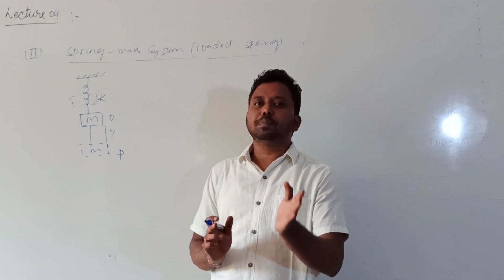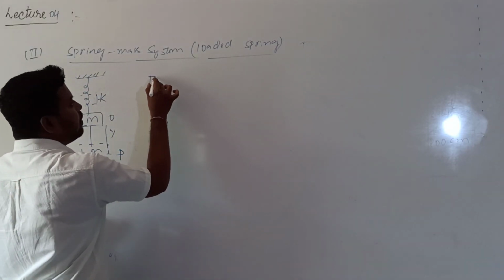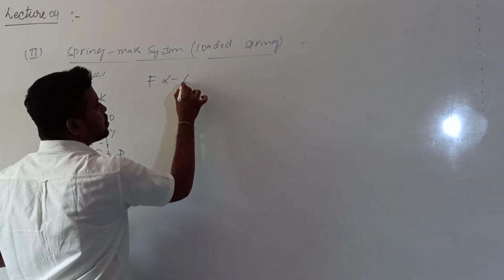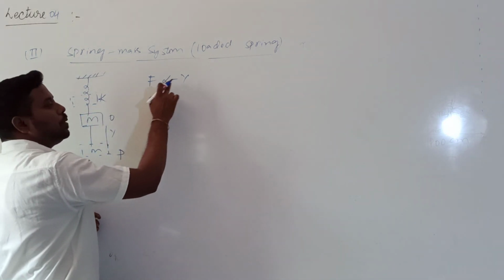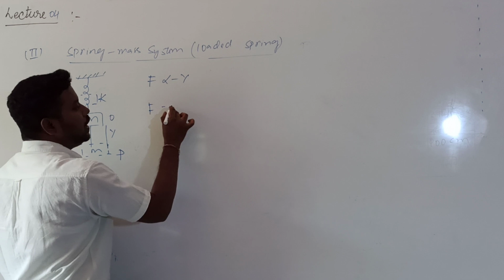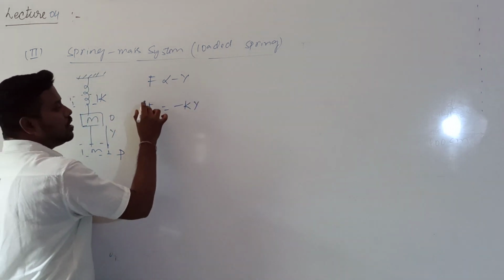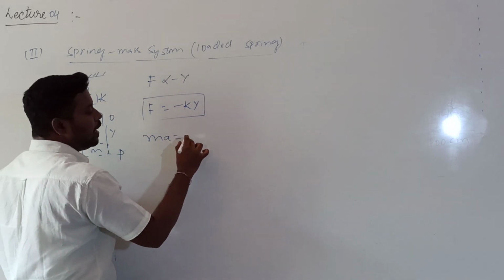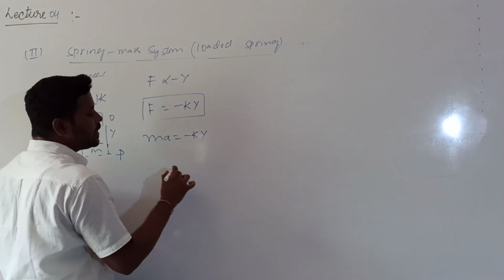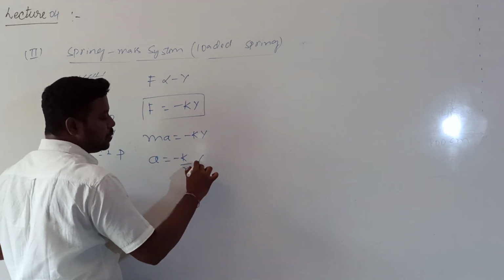So how to derive the expression for time period? We'll see that. Here the restoring force is given by F directly proportional to minus y, according to Hooke's law. So F is equal to minus k into y, where k is the force constant or spring constant. F can be written as ma is equal to minus k into y. So a is equal to minus k by m into y.